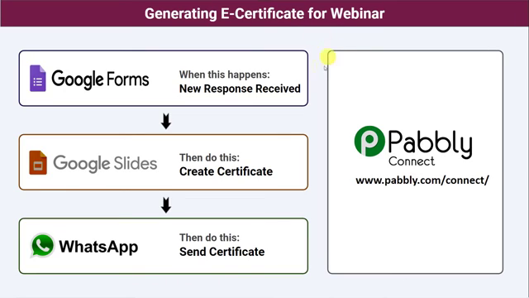In today's topic, let us learn generating e-certificate for webinar. So let's take an example that you are a share market broker and you are conducting various webinars for your participants. You have created a form and whenever a participant completes the webinar, you ask them to fill the form to receive the certificate. Now, you want that whenever a participant completes the webinar, automatically a certificate should be created and it should be sent on the WhatsApp number of the participant.